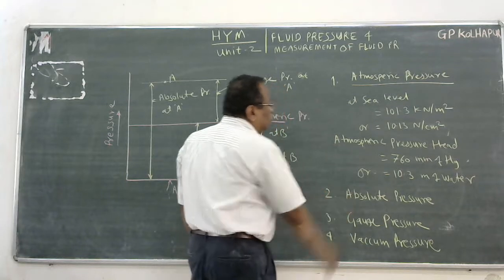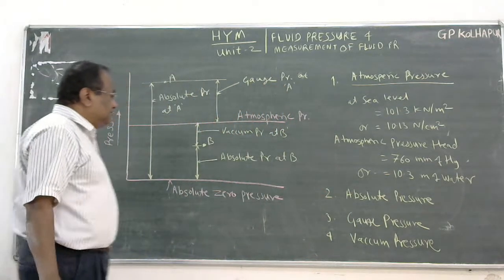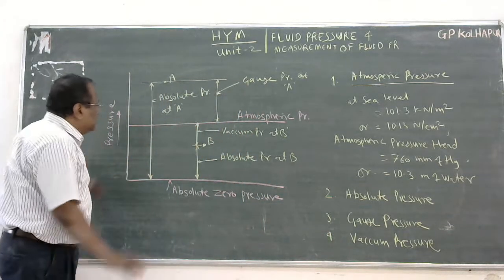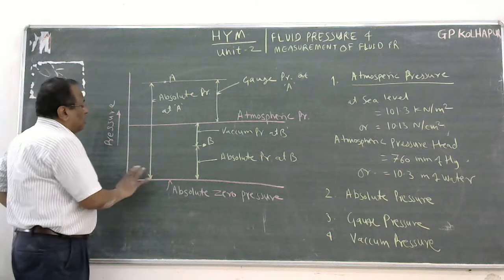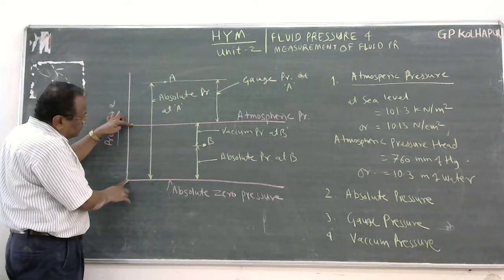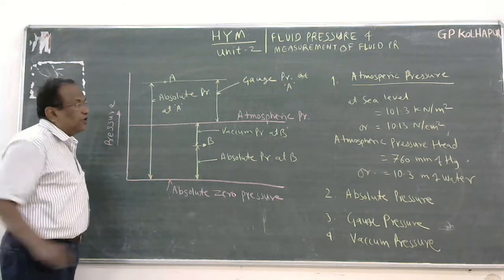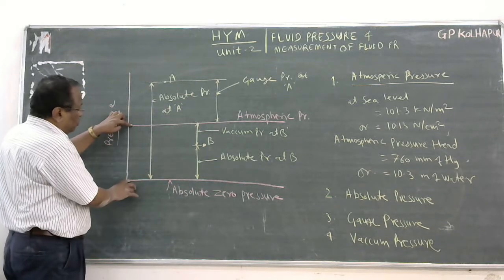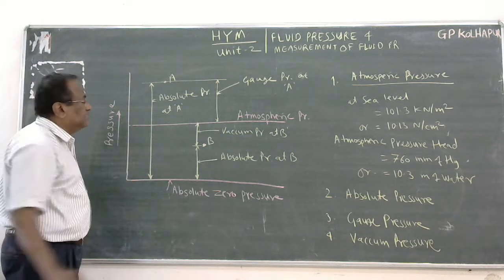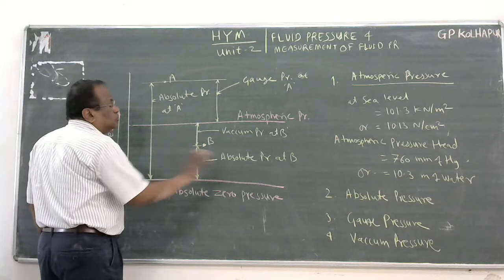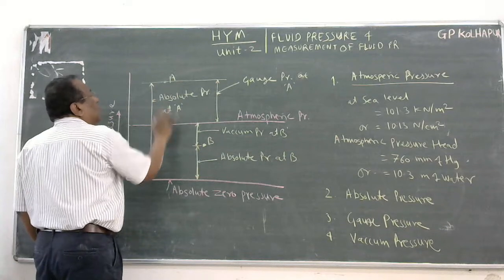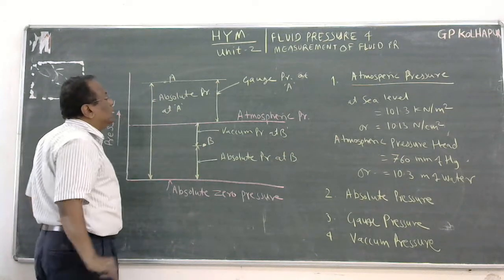Another term is absolute pressure. Absolute pressure, gauge pressure, and vacuum pressure. Let us come to this chart. On this chart, atmospheric pressure is shown here. That means this value is 10.3 meters of water, or 101.3 kilonewton per meter square. It is marked here. This line is absolute zero pressure. Let us consider 2 points: A is above atmospheric pressure and B is below atmospheric pressure.